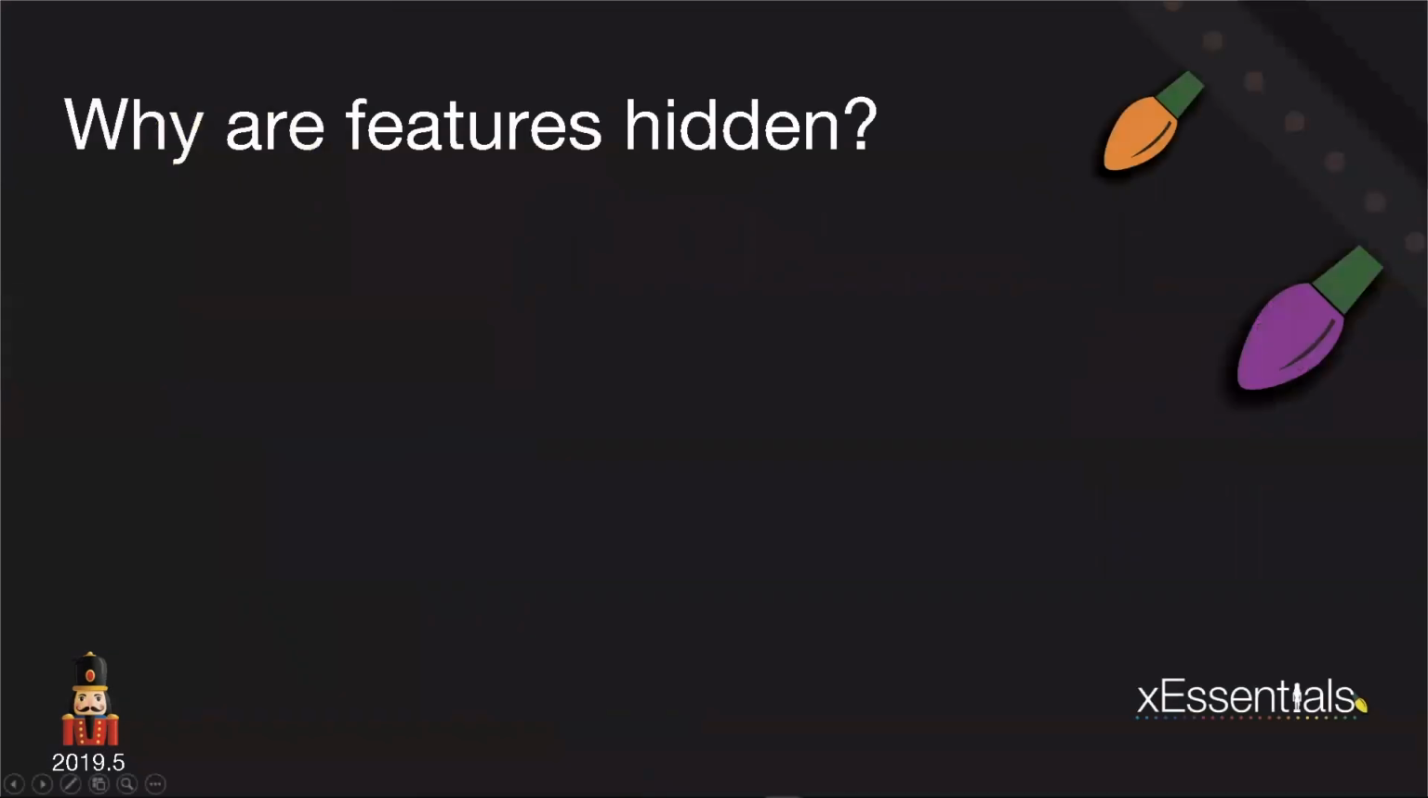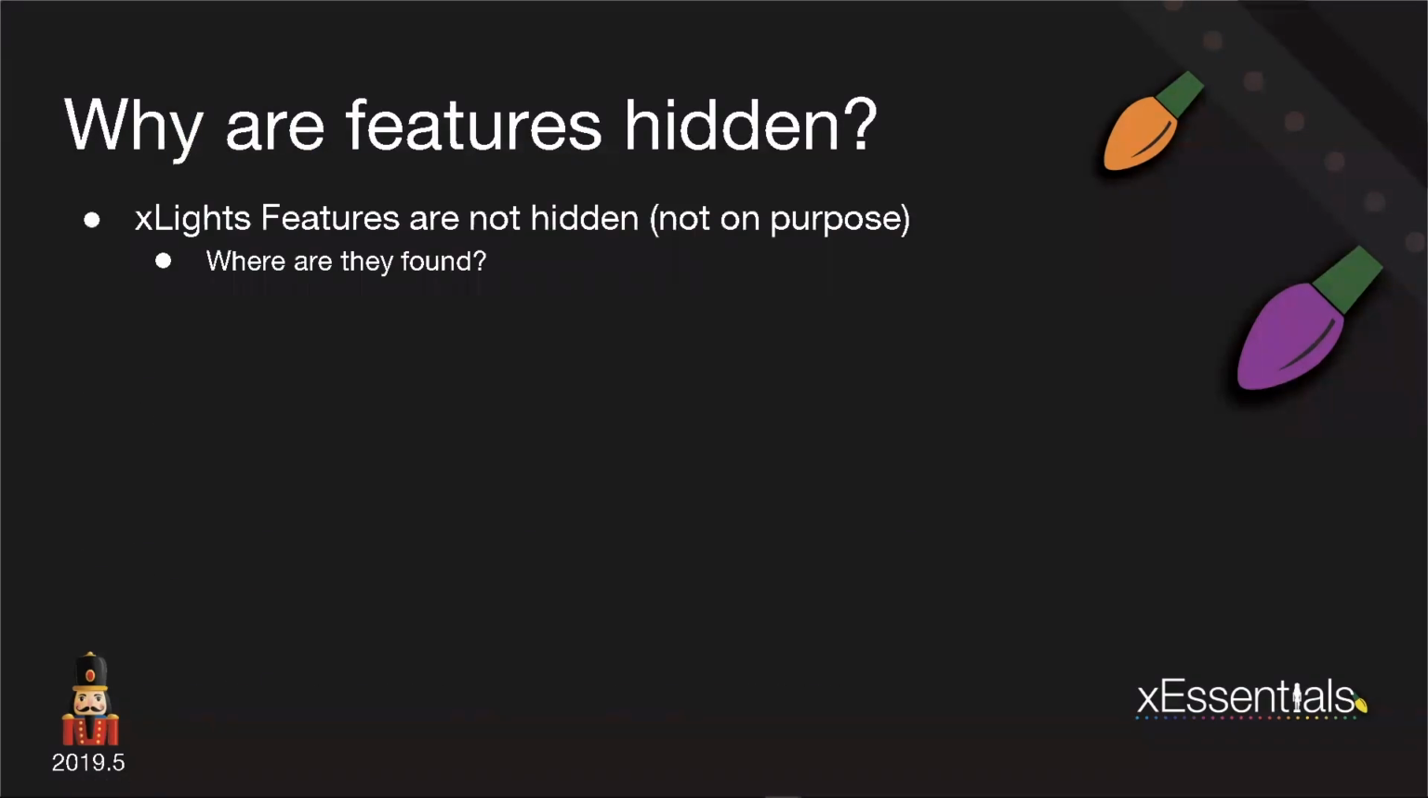The first question is, why would there ever be a hidden feature in xLights? I can honestly tell you that, to my knowledge, and I'm not a developer, there's no feature that's ever been hidden on purpose. So the question is, where are they found? And the biggest answer is release notes.